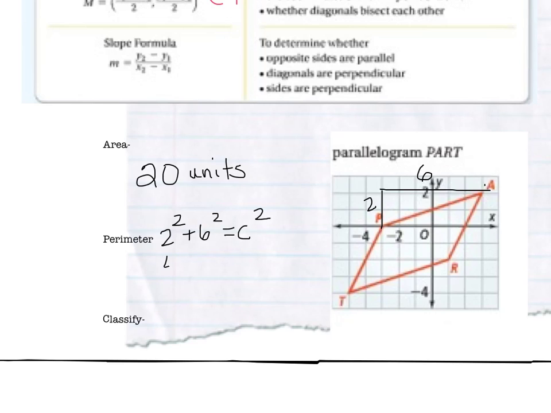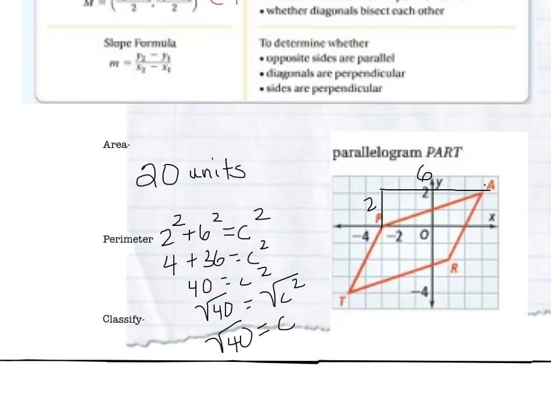So this is going to give us 4 plus 36. And if we take the square root, we're going to get C equals the square root of 40, which is the length of PA. That's the measure of that side. So that's how long this side is. So trying to find the perimeter, we found one side. And we want to do that for all 4 sides.